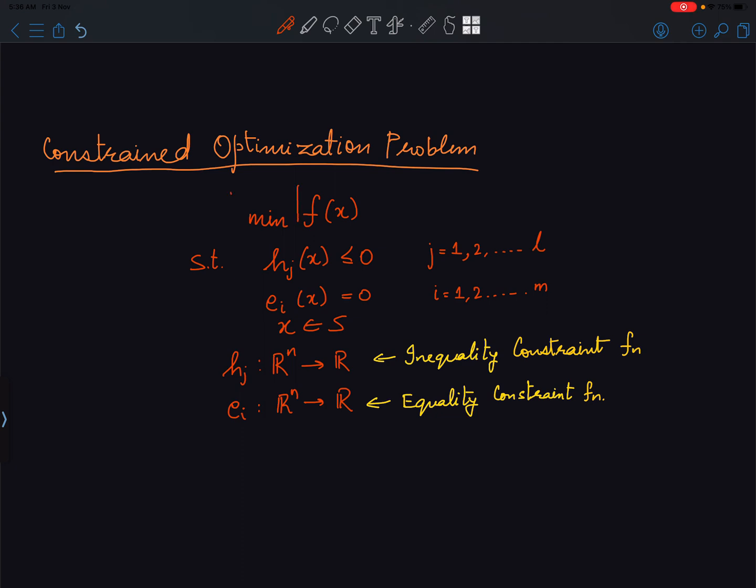This is called the objective function because it defines our objective, whether we want to minimize or maximize some function. And we have certain constraints: some inequality constraints like h_j functions, and some equality constraints like e_i functions, where j varies from 1 to L and i varies from 1 to M, and our x is restricted to some set S, so it belongs to some set S.